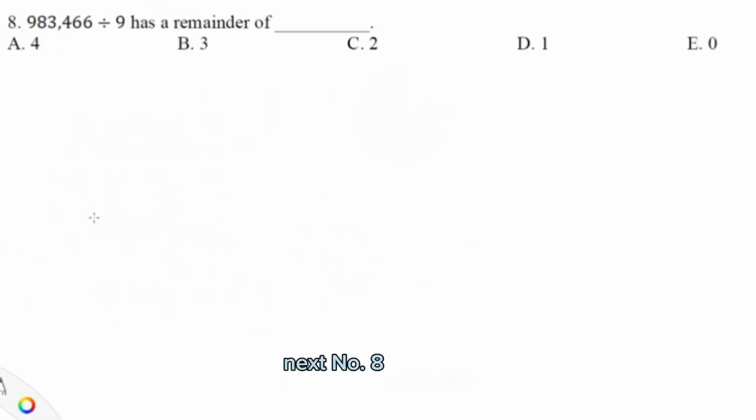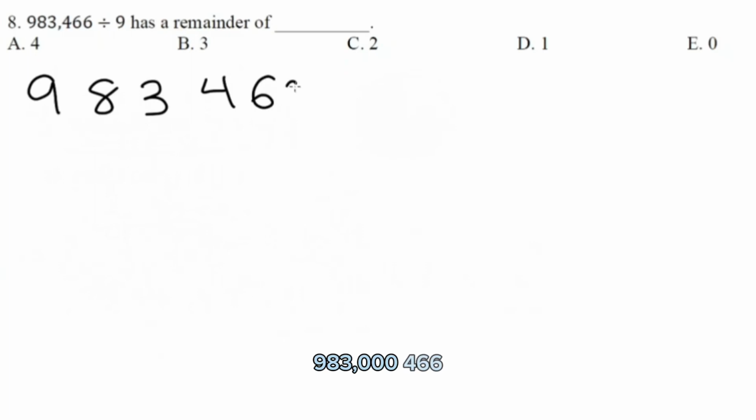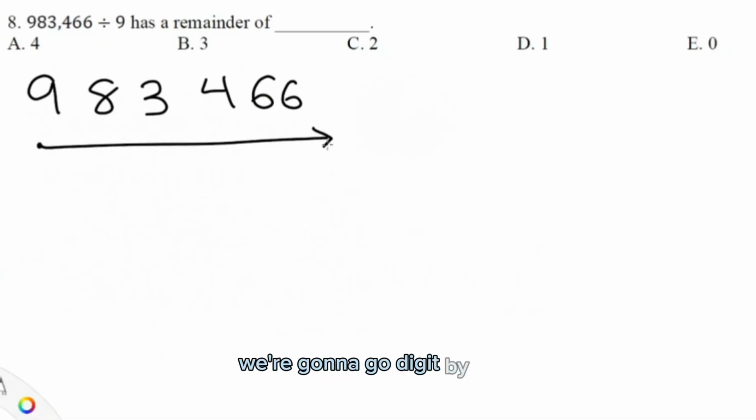Next, number 8, 983,466 divided by 9 has a remainder of what? That's what we're trying to figure out. Alright, so let's do this. We're going to write this number digit by digit: 983,466. Starting from here, going this way, we're going to go digit by digit and check if it's divisible by 9. Let's start. Is 9 divisible by 9?